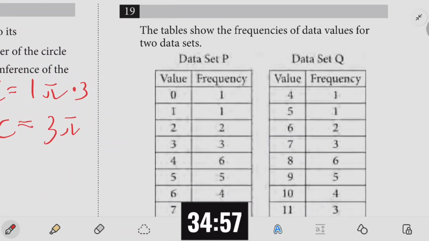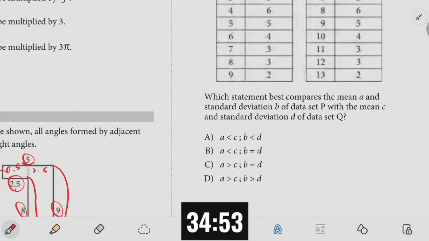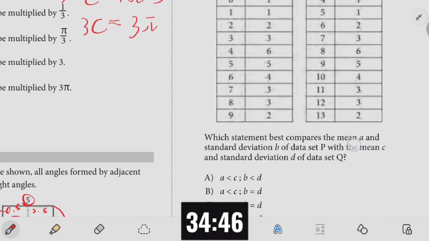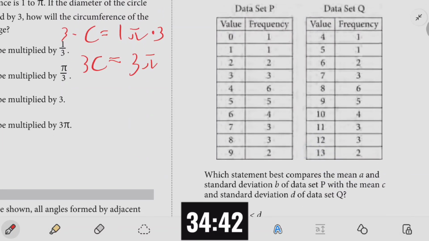Yeah, that's 18. Frequencies of data values for 2. Okay. Which segment best compares the mean A and standard deviation B of data set P with the mean C and standard deviation D of the data set Q? I guess let's find the means, shall we?